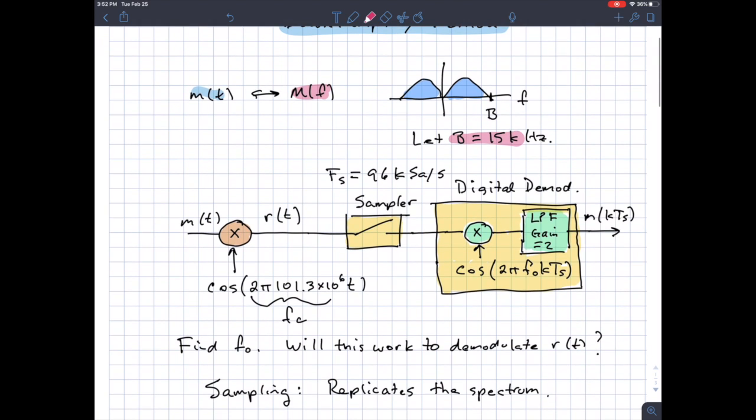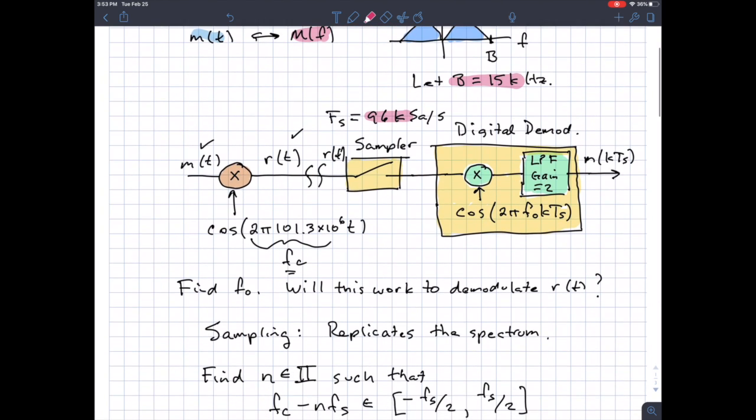The next step is that we're going to take M of t and modulate it. I give you a modulator frequency, it turns out to be 101.3 megahertz, to have a signal I'm calling R of t. So visualize transmitting the signal. At the receiver end, we assume the channel is perfect, we get R of t, and we sample it. In this particular case, I'm going to use a sampling rate of 96 kilosamples per second.